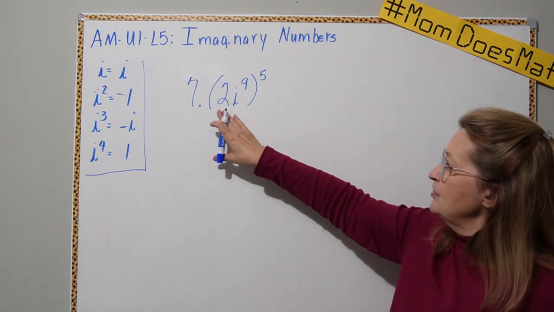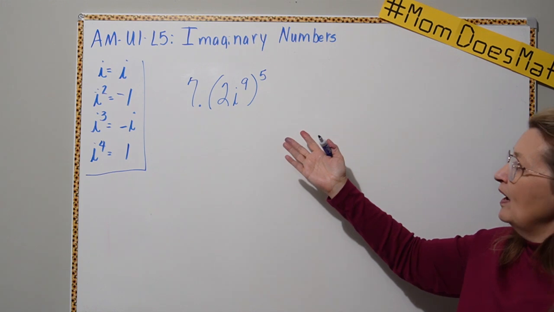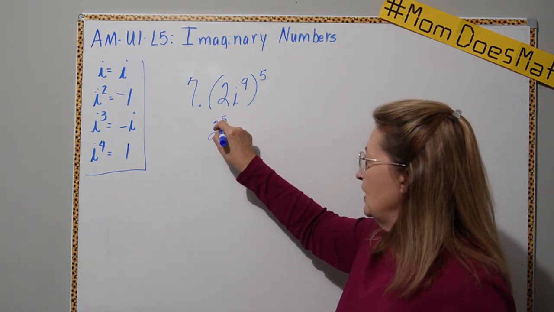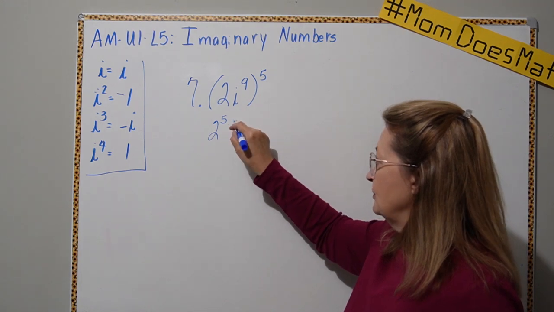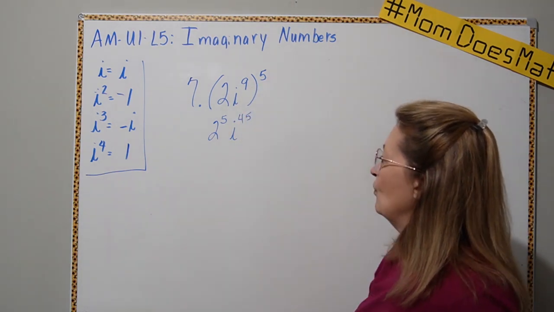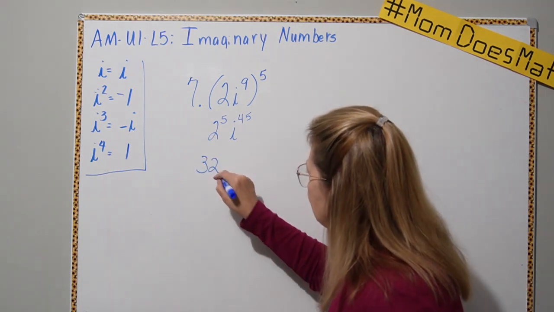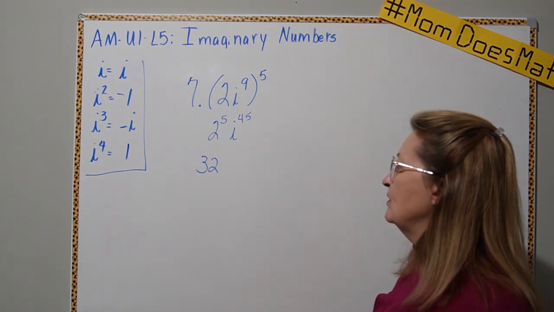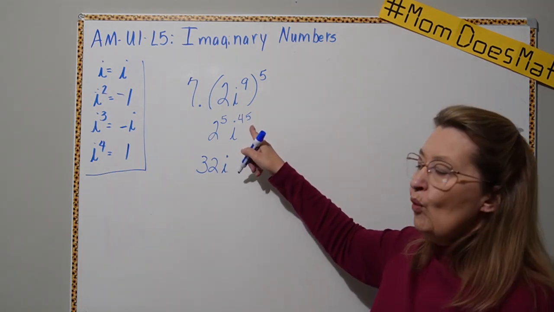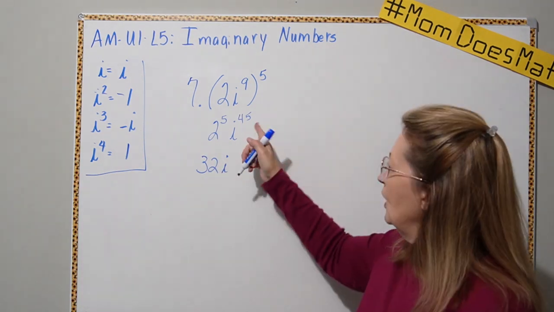Number 7 is (2i to the 9th) to the 5th. Now when you have an exponent outside, everything in here gets that exponent. So we have 2 to the 5th, i to the, all right, 9 times 5 is 45. All right, 2 to the 5th power just gives us 32. Now let's start breaking this down. What is the next power of 4 under 45? What multiple of 4 will go into 45?